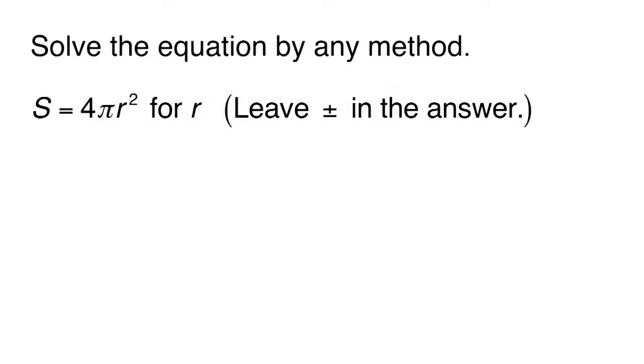Solve the equation by any method. S is equal to 4 pi r squared for r. Leave the plus or minus symbol in the answer. To solve for r, we'll first isolate r squared on one side of the equation.